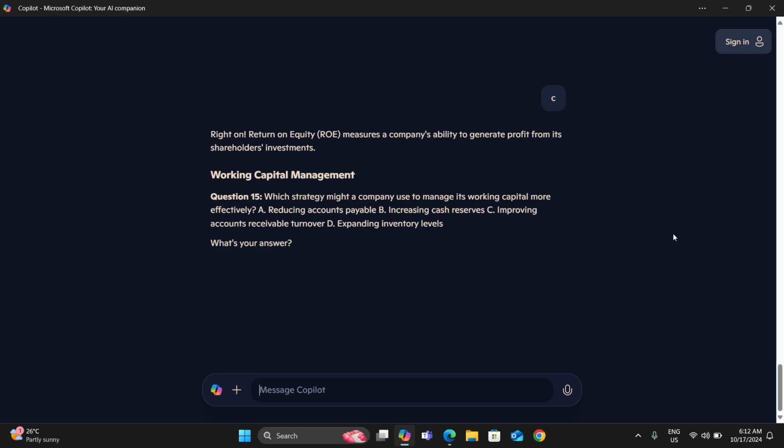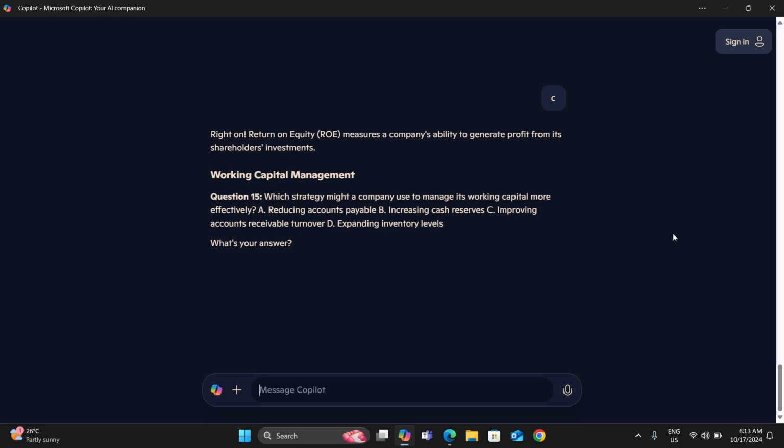Increasing cash reserves doesn't necessarily mean that you are managing your working capital effectively. You're improving liquidity, sure. But sometimes, if it is already excessive, then you are foregoing some opportunities, right? Improving accounts receivable turnover, this might be the answer. It's good to improve your accounts receivable turnover, because the better your accounts receivable turnover, the lesser the investment in accounts receivable.